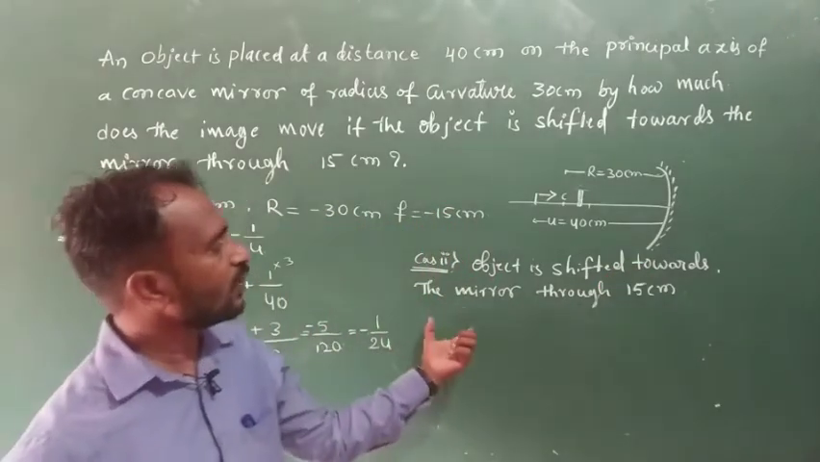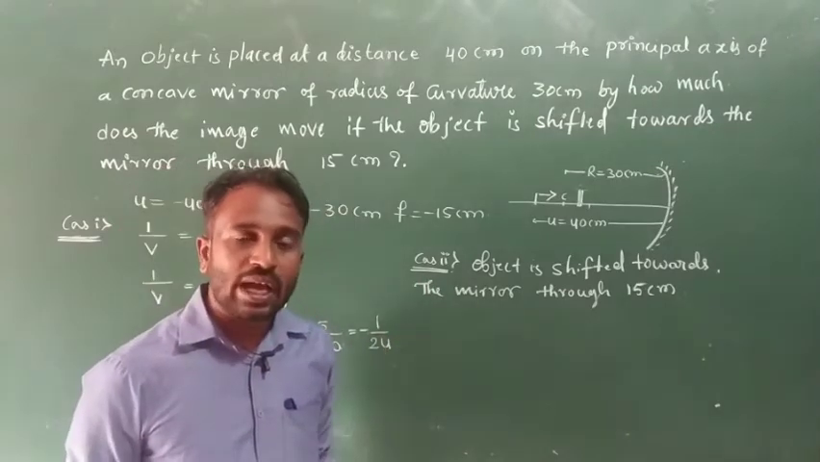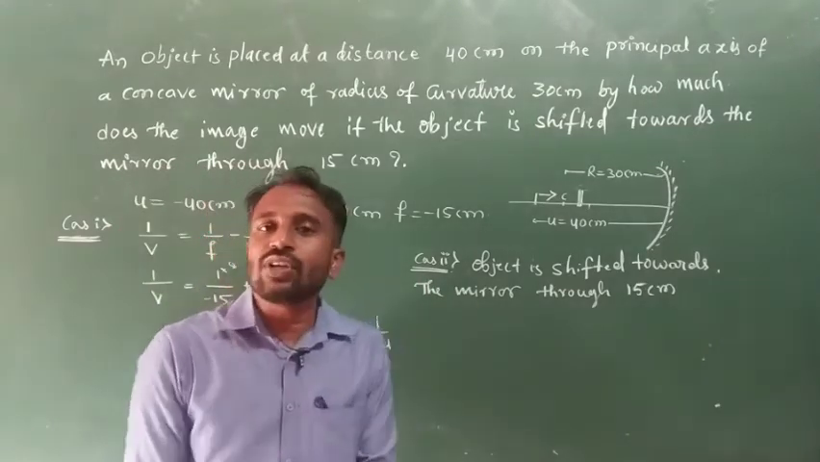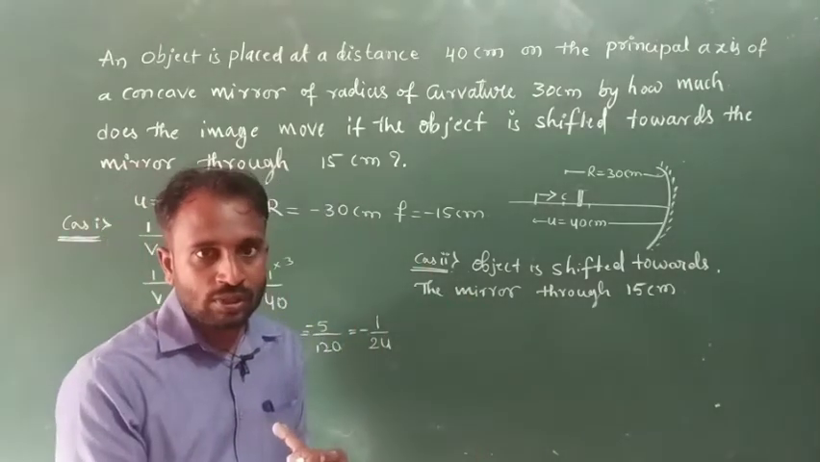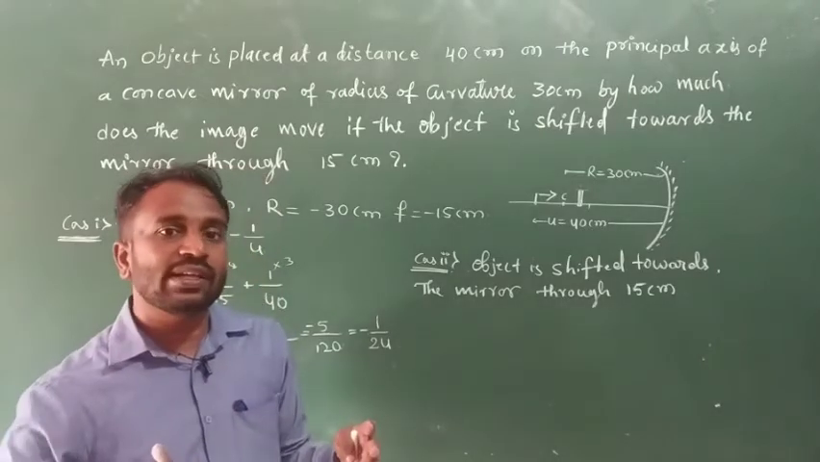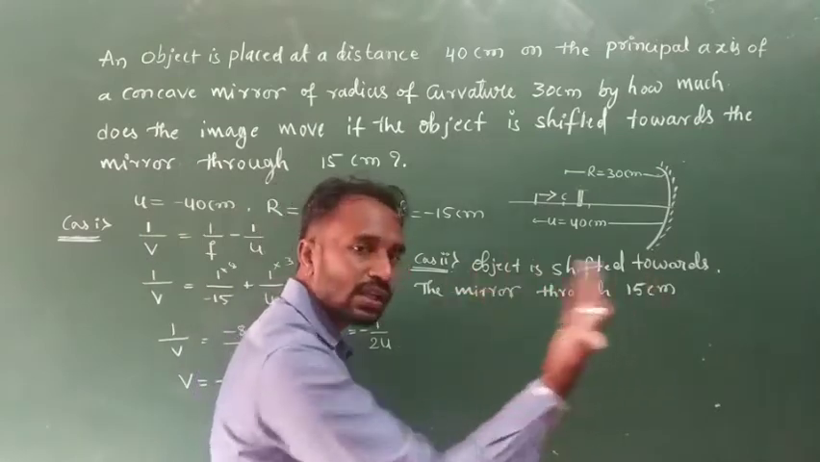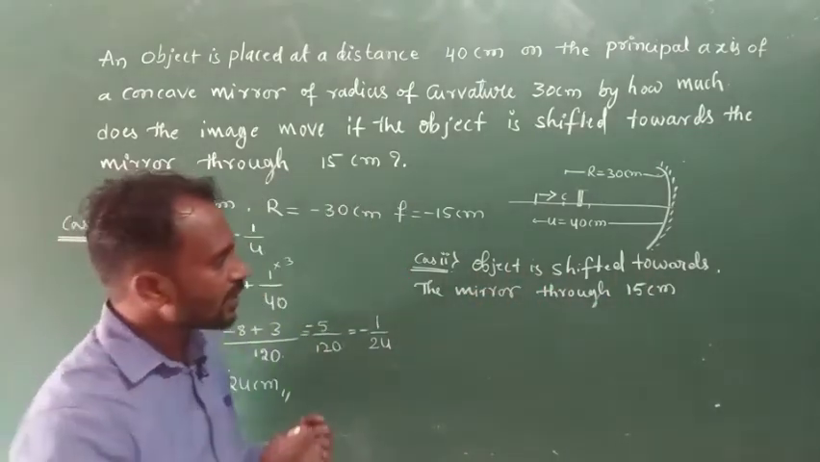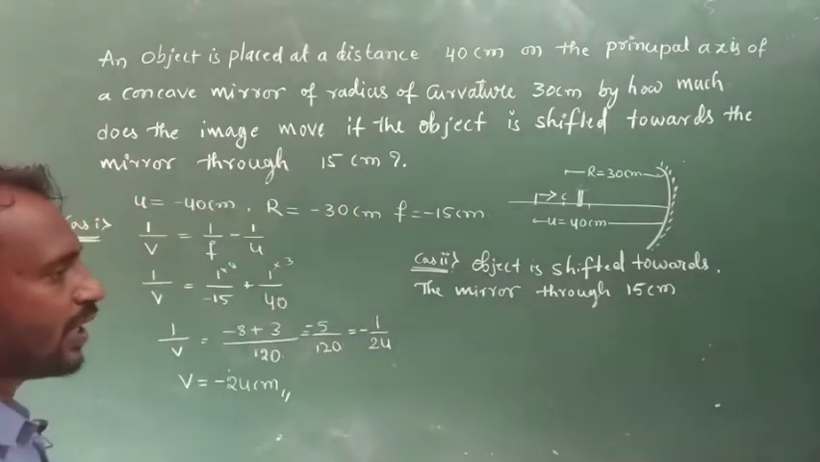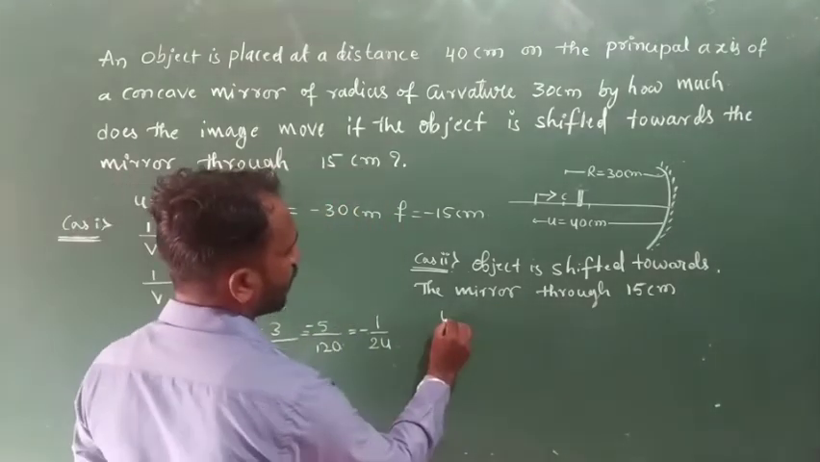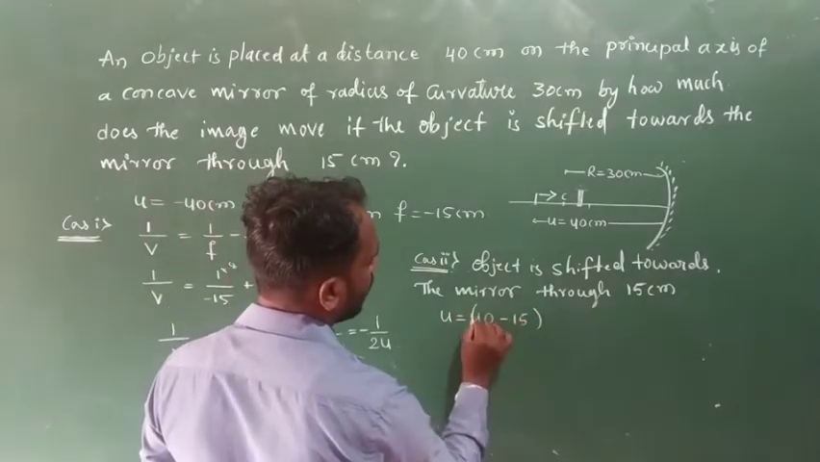Here first we want to find out the object distance, then afterwards the image distance, and we just compare the initial image and the after image. Afterwards we will get a maximum distance of image. Why? Because the object shifted towards the mirror. So first we find the object distance. The object distance u is equal to 40 minus 15.